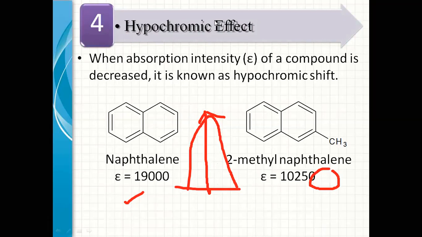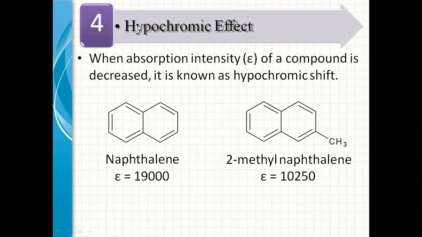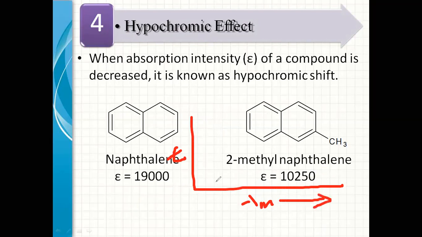Now, hypochromic effect. This is absorption intensity and this is lambda, the wavelength. When the absorption intensity of a compound is decreased, suppose initially it was here, but now it decreases, it is known as hypochromic shift.